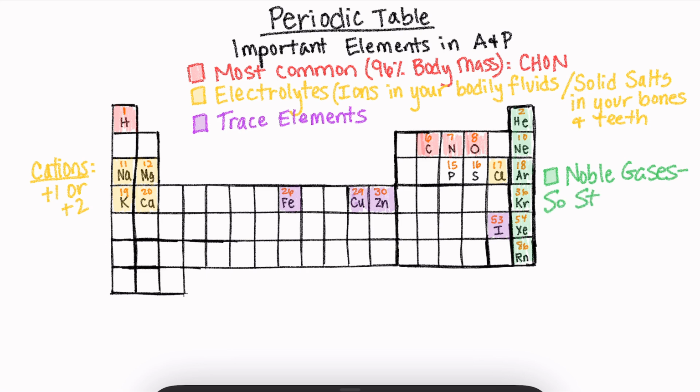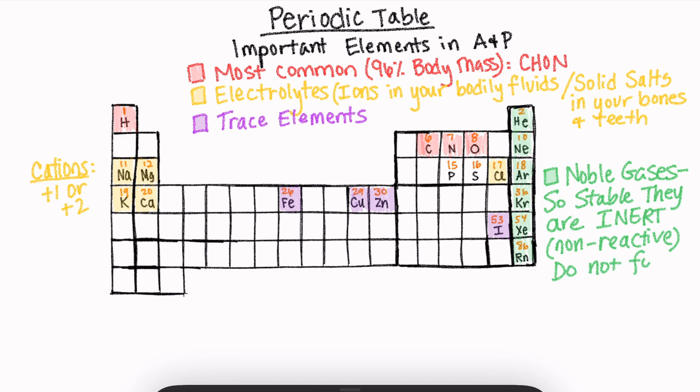They're so stable, they are inert. That means non-reactive. They do not form chemical bonds. So any chemical reactions in the body, they're not going to include these, but we talk about them in the beginning of anatomy and physiology so you can see what a stable element looks like, and therefore all the other ones we just talked about are not stable on their own. They want to form bonds.